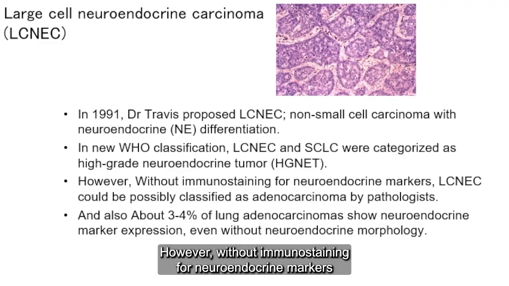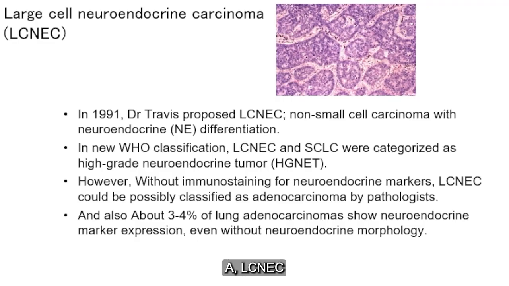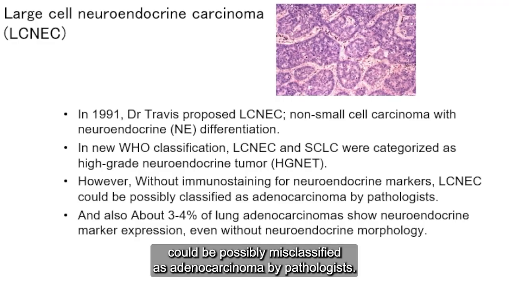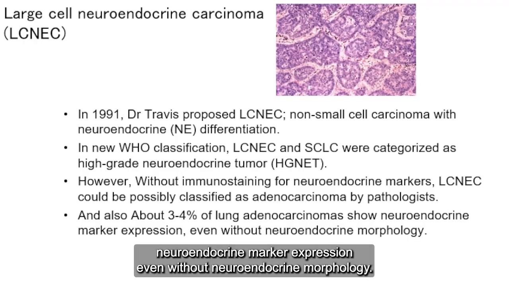However, without immunostaining for neuroendocrine markers such as NCAM1, synaptophysin, or chromogranin A, LCNEC could possibly be classified as adenocarcinoma by pathologists. And also, about 3 to 4% of lung adenocarcinomas show neuroendocrine marker expression even without neuroendocrine morphology.